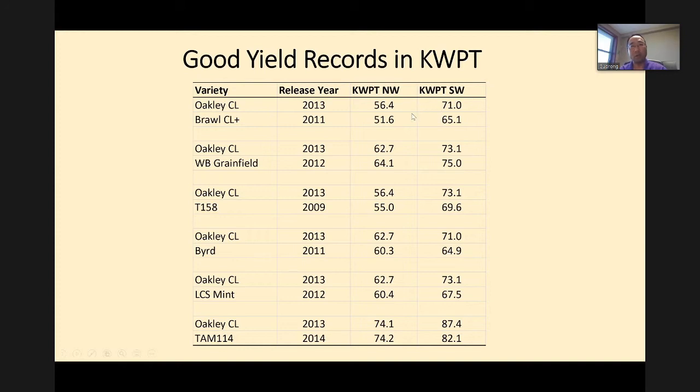You can see Oakley CL had about 5 bushels yield advantage over Brawl CL, both in northwest and southwest Kansas. Oakley CL also has a yield advantage over T158, Byrd, and LCS Mint in both the northwest and southwest regions. Compared with TAM 114, which was released 1 year later from Texas, the northwest is kind of similar in yield, but in the southwest Oakley CL has over 5 bushels yield advantage. The only variety that Oakley CL has less yield than is Greenfield, by about 1 to 2 bushels in both regions.